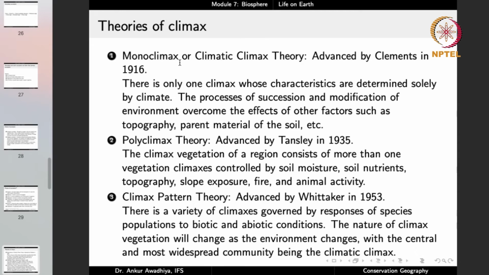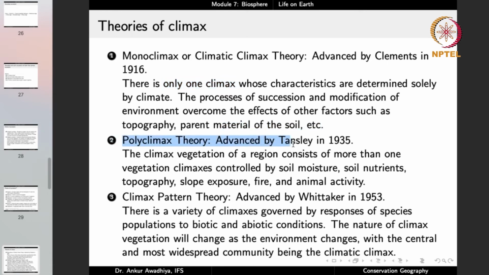A monoclimax theory, or the climatic climax theory, was advanced by Clements in 1916. It says that there is only one climax, whose characteristics are determined solely by the climate. So depending on the climate, you will have only one sort of climax that is possible. The processes of succession and modification of environment overcome the effects of other factors such as topography, parent material of the soil, etc. So whatever happens, you will have only one climax for one particular climate.